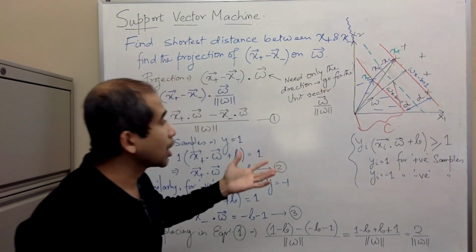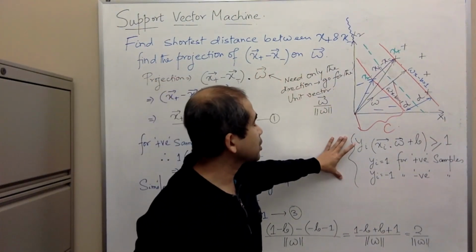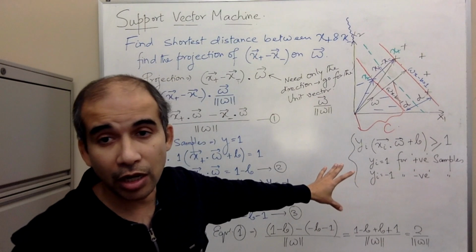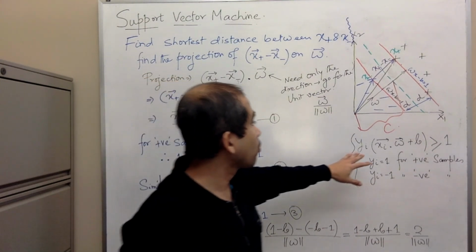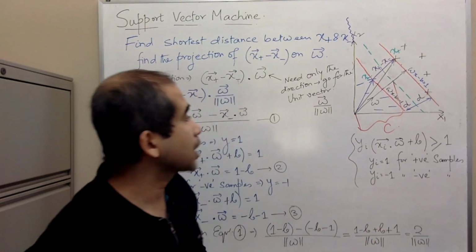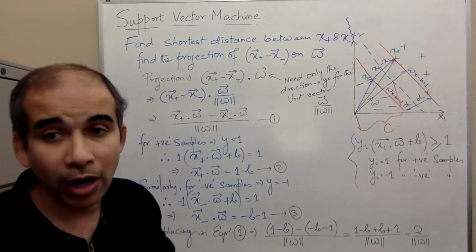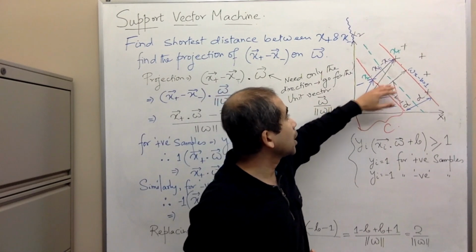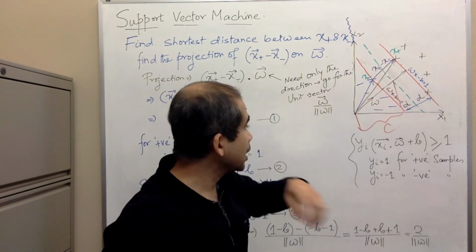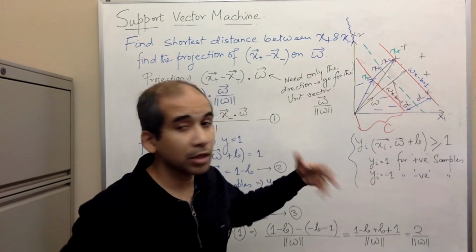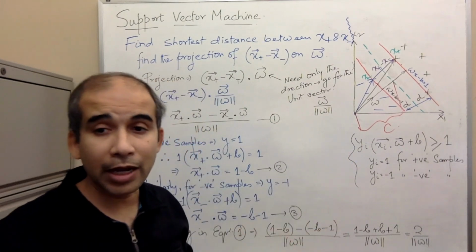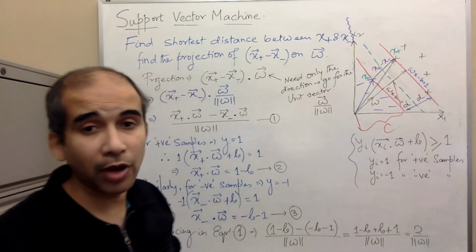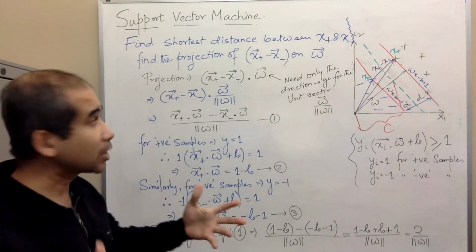Okay. So just to remind one more time, the combined decision rule is yi times (xi dot w plus b) greater than or equal to 1, which is a combination of the two equations we got for the two sides of the hyperplane. If yi equals 1, it's for a positive sample, and if yi equals minus 1, it's for negative samples. We did it for mathematical convenience. Now let's come to this.